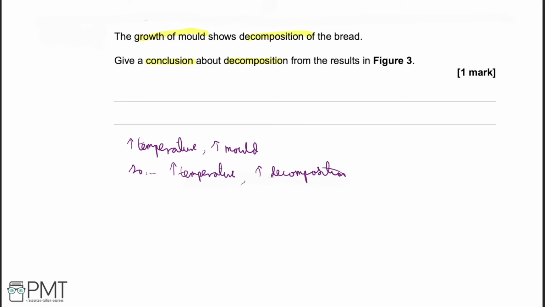The growth of mold shows decomposition of the bread. Give a conclusion about decomposition from the results in figure 3. Well, in figure 3, at higher temperature, that is at 42 degrees, there is more mold since the line is higher. So, if mold is a type of decomposition, when there is increased temperature, there is also increased decomposition. Therefore, our conclusion is that the rate of decomposition is higher at higher temperatures.